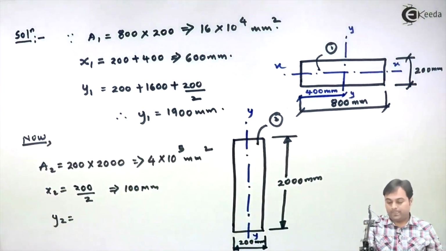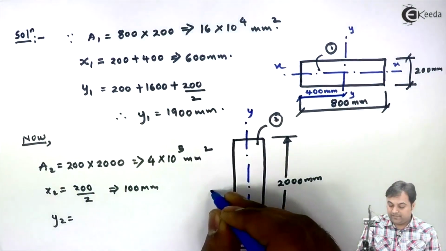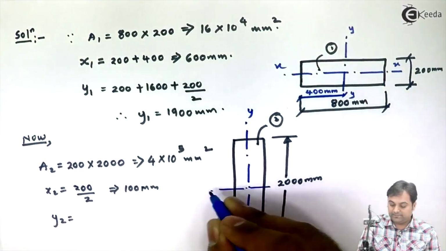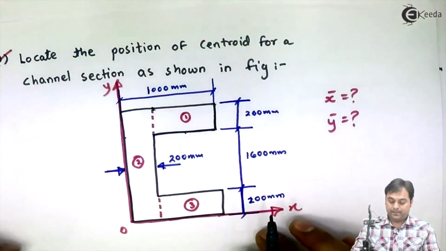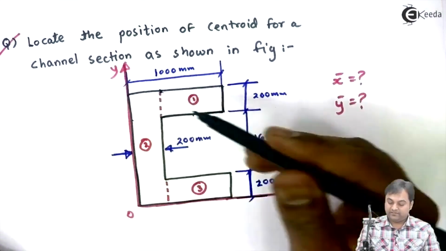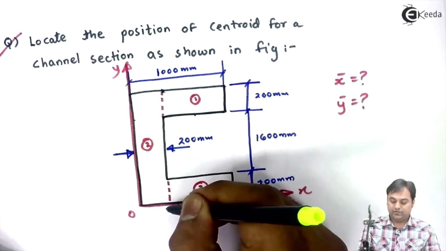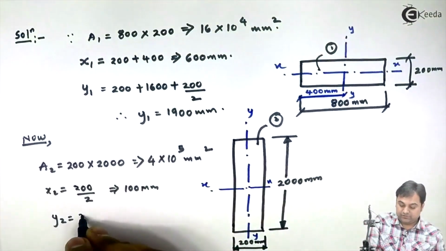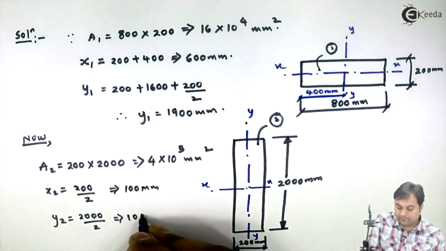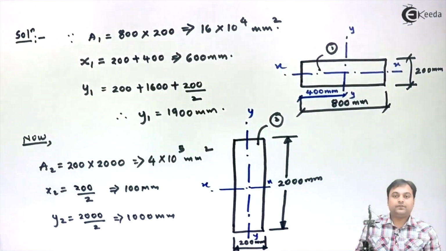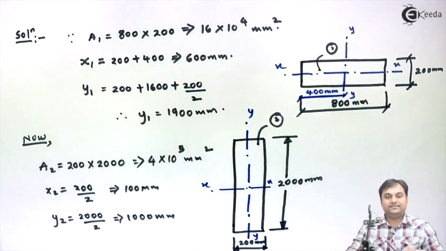Then y2 represents the x-axis of the second rectangle, that will be exactly at half of the total height. As we can see here, rectangle number 2 has its height as 2000, so its x-axis will be exactly at half of 2000 from the x-axis, so it is 2000 divided by 2, that is 1000 mm. Now once we have a2, x2, y2, I will also calculate a3, x3 and y3.